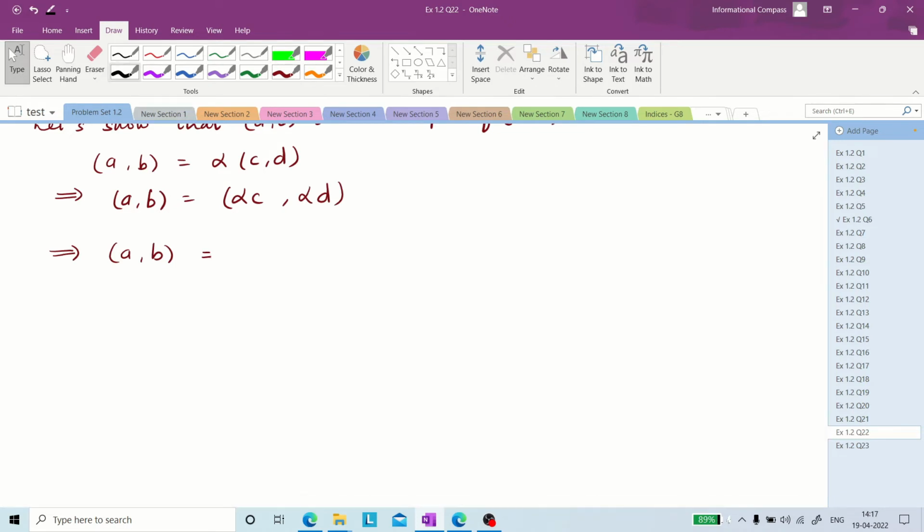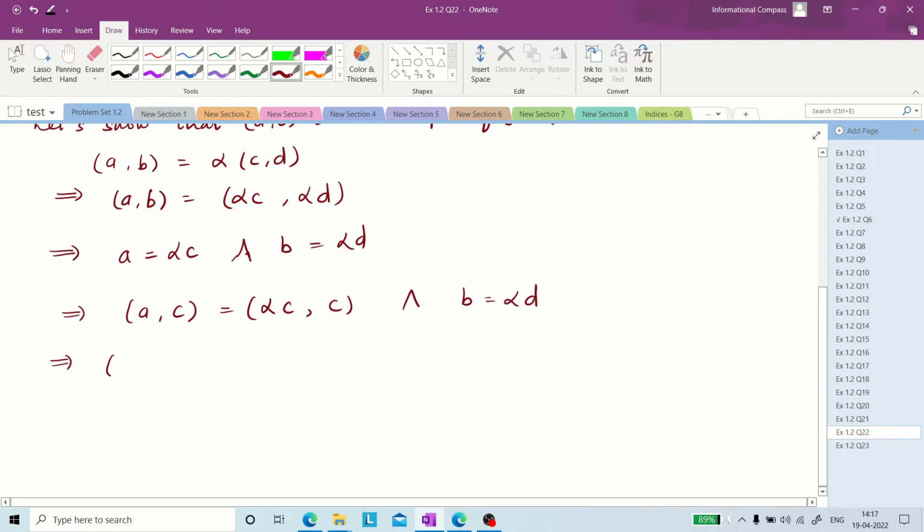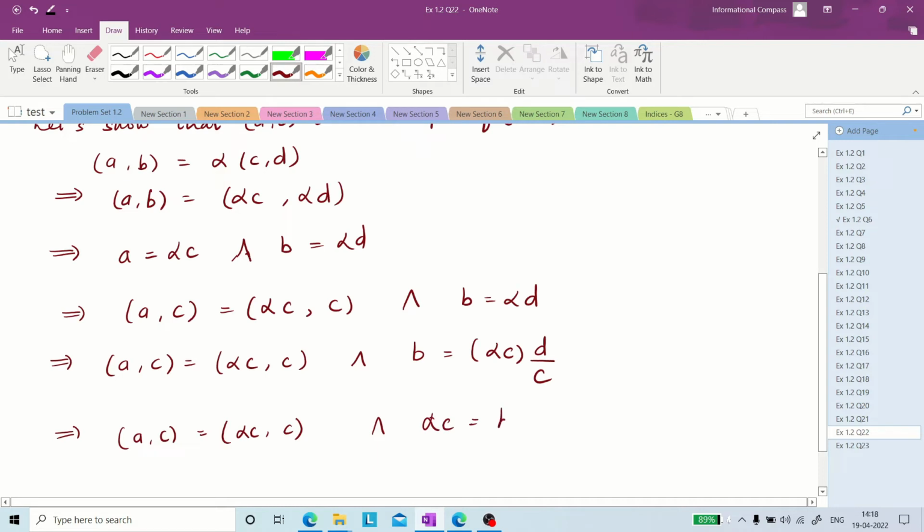Okay, so I'll just directly take the intersection then. So this is A equals alpha C and B is equal to alpha D. This implies (A, C) is equal to (alpha C, C) intersection B equal to alpha D. Now what will we use for B? We'll use B equal to alpha C D by C. Can we do that? Yes. Which implies (A, C) is equal to (alpha C, C) intersection alpha C is equal to BC upon D.